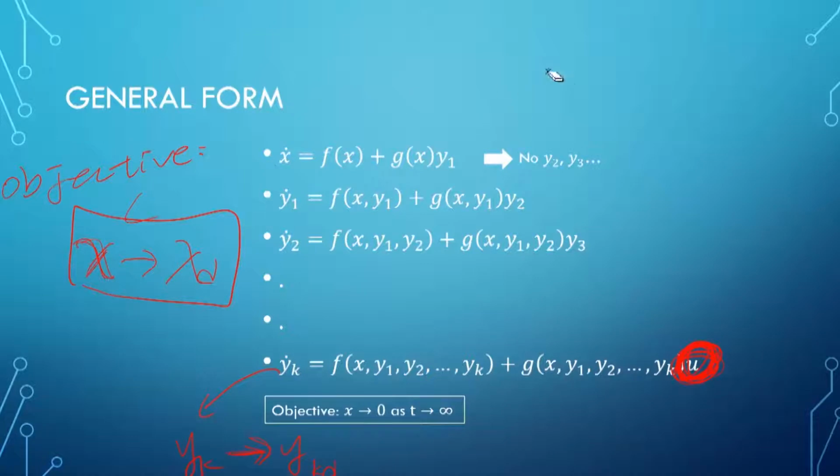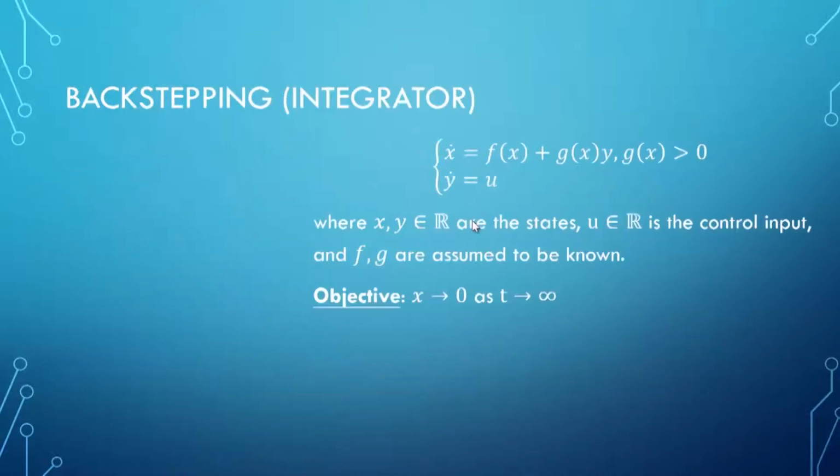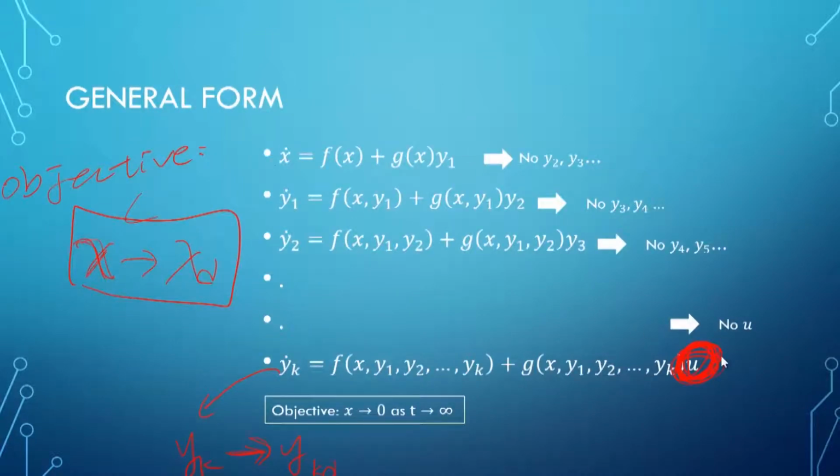And in the first equation, you did not see control input U, okay? And in the second equation, you still do not see control input U, and neither Y3 nor Y4, because your U controls YK, and YK is not in the first equation, second equation, and so on. Okay, there's no U there.